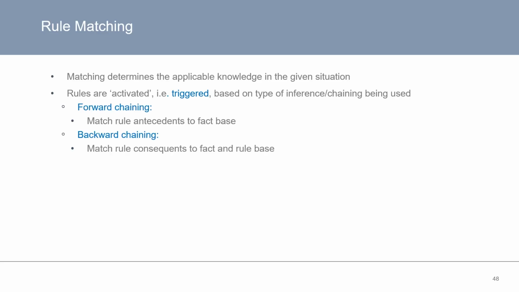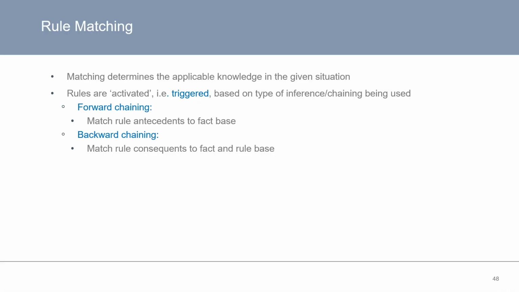In forward chaining, we're trying to match rule antecedents to the fact base that we have in hand. While in backwards chaining, we're trying to match rule consequences to facts in the rule base to either prove that our consequent is true or find other rules with the consequence that could be fired to prove facts we need for proving our primary consequence's truthfulness.